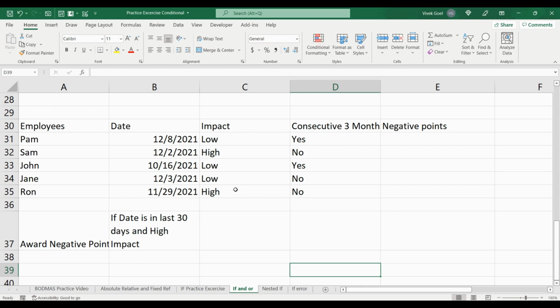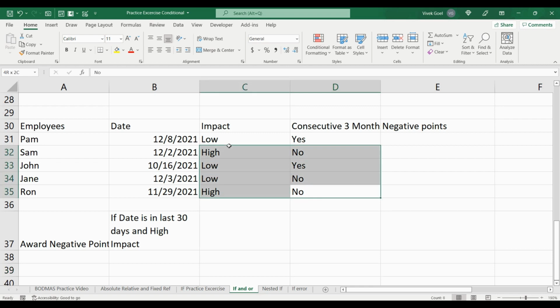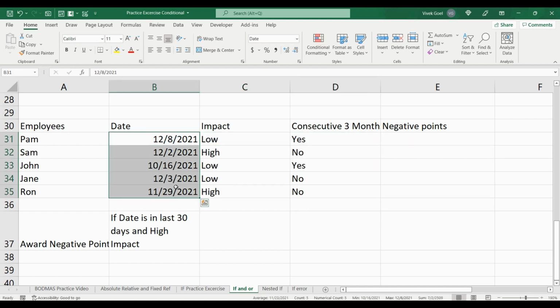For the next questions, we will award negative points to employee if they have an issue that is dated in the last 30 days and the impact of the issue is high. For example, for Sam, he has an issue reported which is in the last 30 days and the impact for that is high. So Sam should be considered. Jane also has an issue in the last 30 days, but since the impact is low, that can be ignored.